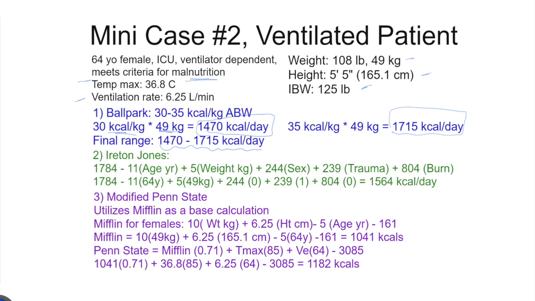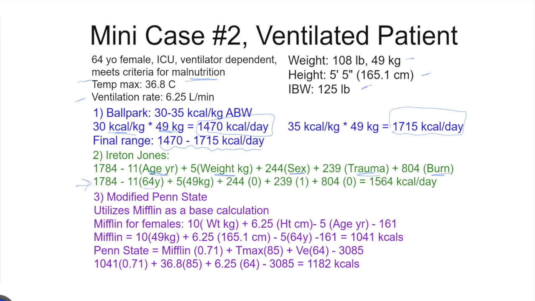So the second equation we're going to look at for this ventilated patient is the Ireton-Jones equation. This equation doesn't actually have different versions for males and females, but that's because there is a sex variable that you include in the equation. So you'll see here that we're going to include the variables of age, weight, sex, trauma, and then burns. So then we can take all of those variables and complete this big long equation here.